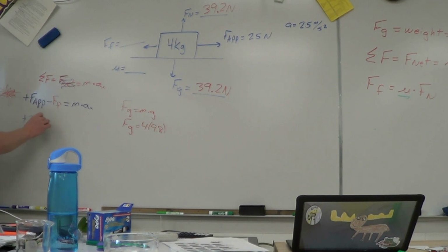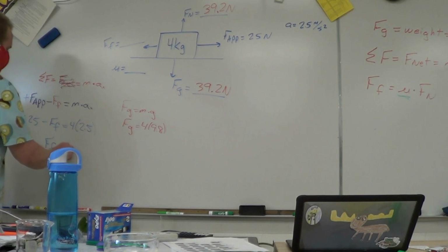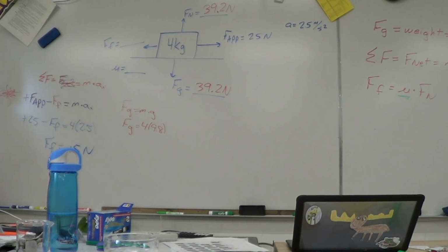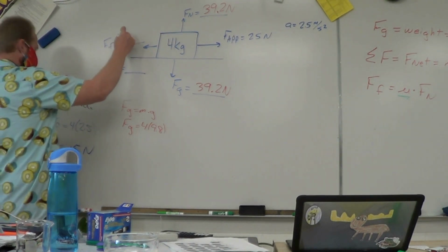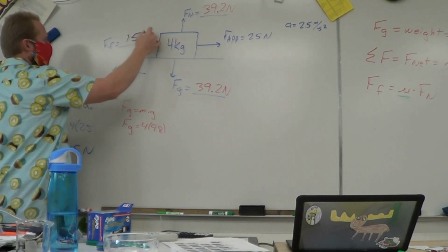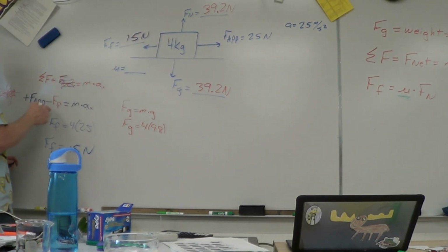This is going to be 25 minus force of friction is equal to 4 times 2.5. And if we go through and do the algebra, I'm going to trust that I did it right when I made the answer key. We get a force of friction of 15. Oh yeah, 4 times 2.5 is 10. So my rights are 10 bigger than my lefts. So 25 minus 15 is a 10. So that's how we can determine force of friction when we don't know the coefficient of friction. We use Newton's second law.